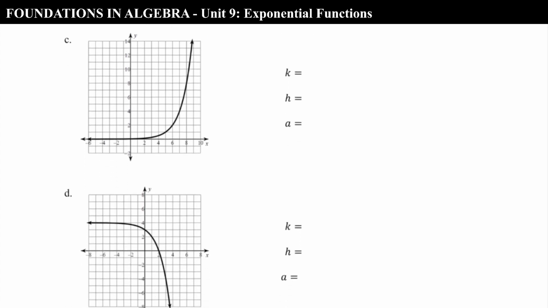For c, we have y equals 0 as our asymptote, so our k is 0. Then we're going to find the point above our asymptote, which is out here at x equals 5. And then we are 1 unit above our asymptote, so we have an a of 1. So y equals 2 to the x, and our h is 5, so minus 5.